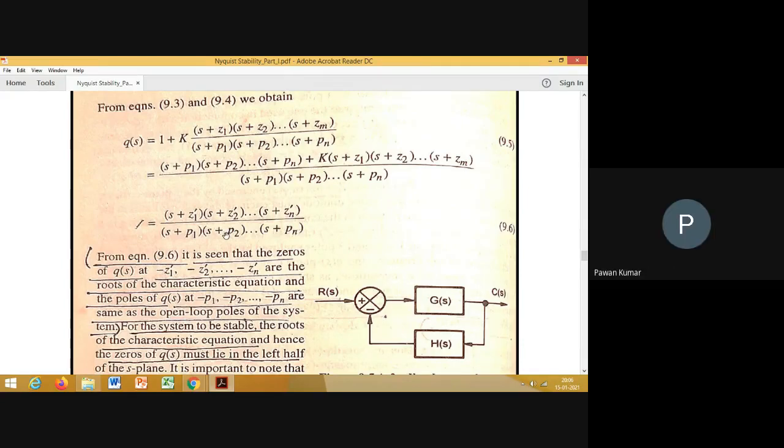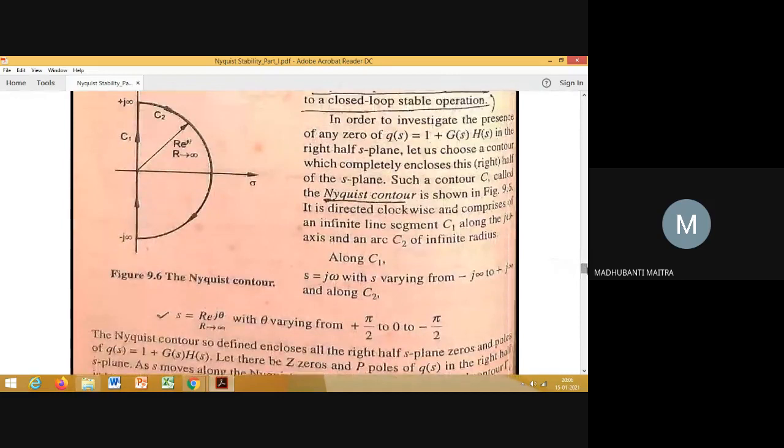Do you get my point? If some poles are there in the right half of the S-plane, and if some roots of the characteristic equation, that means some zeros, are there in the right half of the S-plane, then those zeros and those poles will certainly be enclosed by this Nyquist contour. Am I clear?